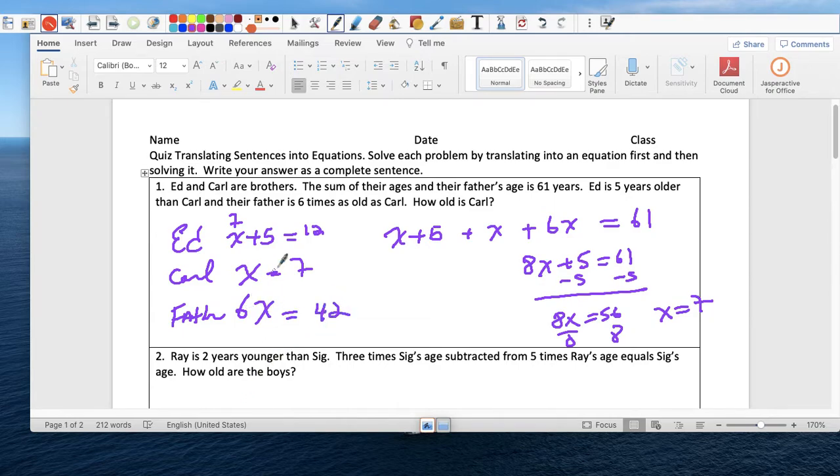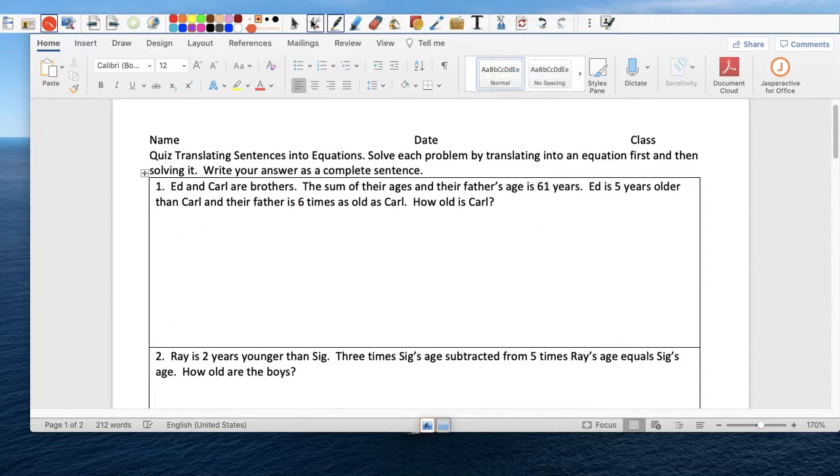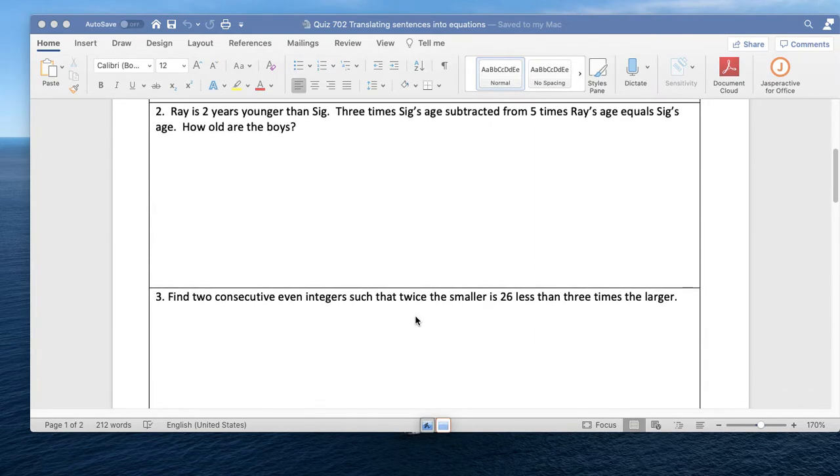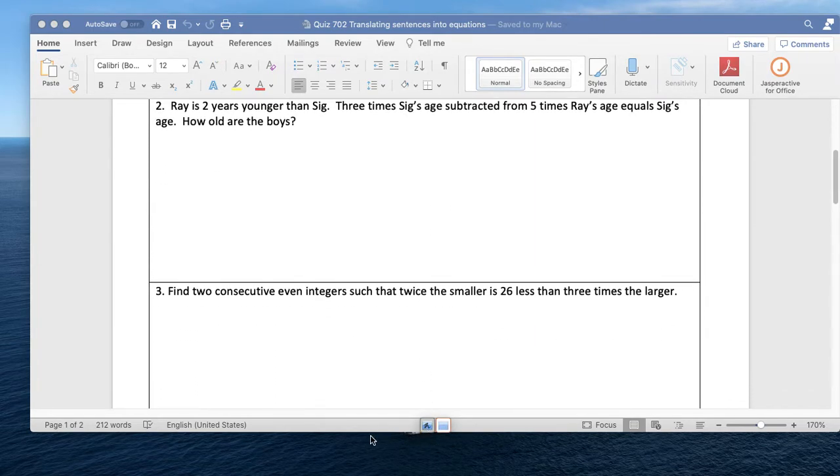Okay? And if we add these three, just to double check, does it actually give you 61? 42 and 7 is 49, 49 and 12 is 61, so it matches our statement. As you can see, not too crazy questions, right? What can we do next? Question 2. Right, here we go. Can I make this bigger?